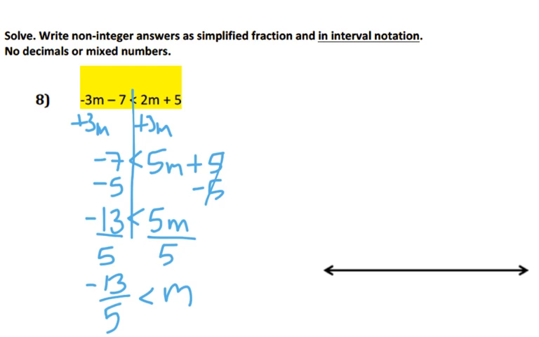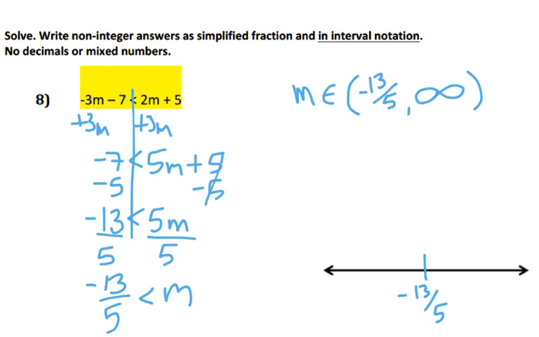So in interval notation, we're going to write this as m is an element from, and here we're going to use a parenthesis because there's no or equal to part here, negative 13 fifths to infinity. Graphing it, we've got negative 13 fifths. And then to the right, let's think about what this number could be. Let's see, 5, 10, so there's 2. So maybe negative 2 here, and negative 3 to the left. So then we're going to have an open circle, and an arrow going to the right on to infinity.